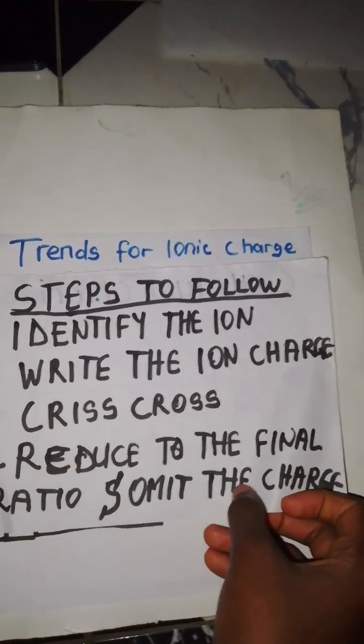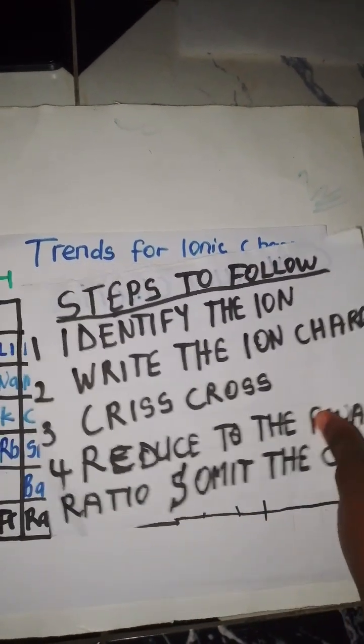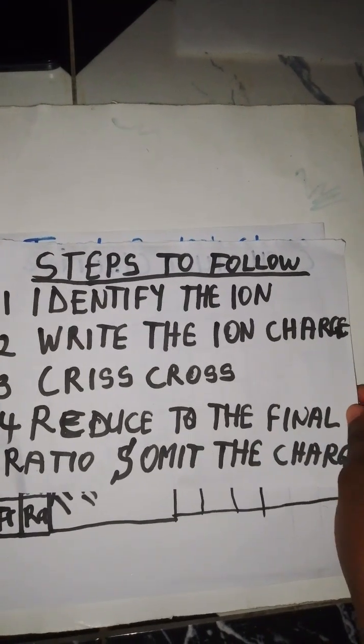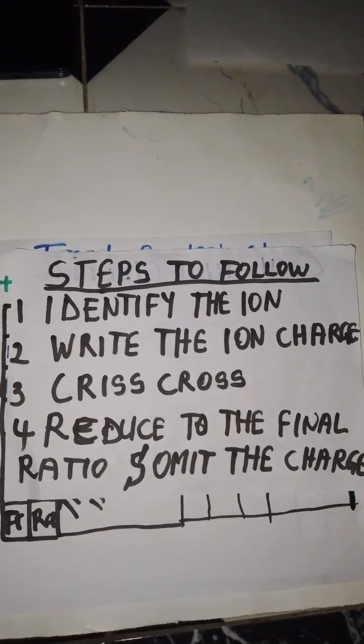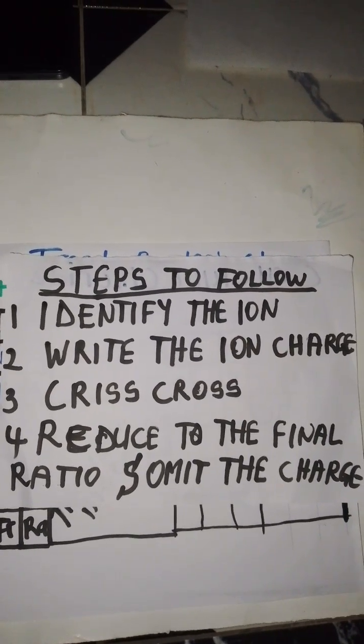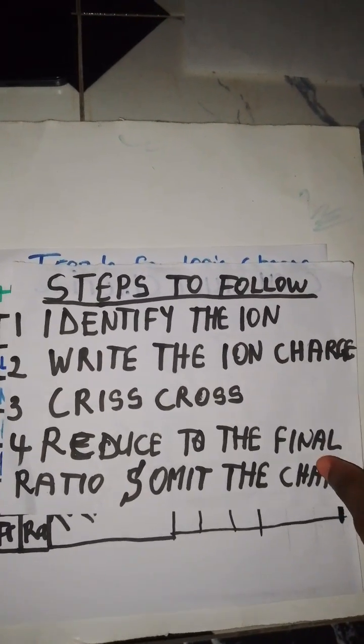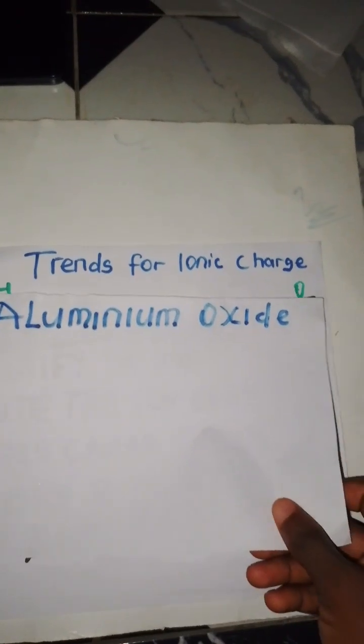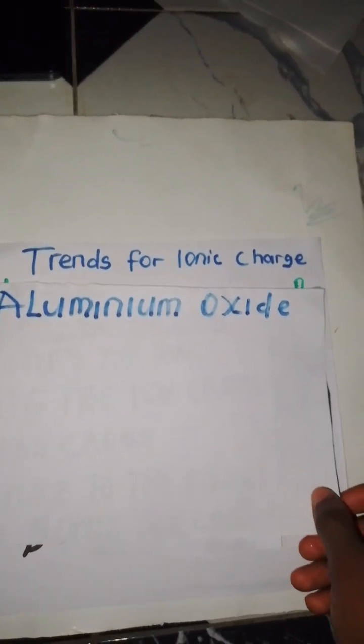Number one says that you identify the ion. Number two says you write the ion charge. Then you crisscross, reduce to the final ratio, and omit the charge. So let's dive in. Right before me we have aluminum oxide.